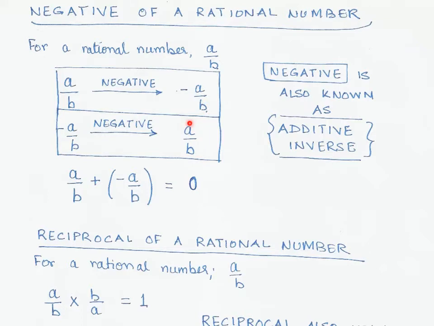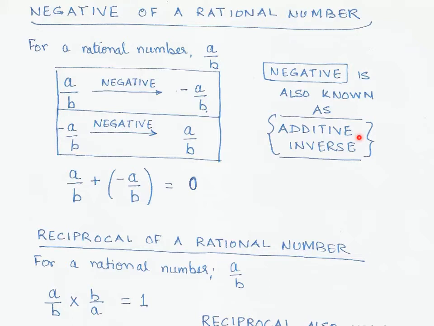Now, one thing to note is that the negative of a rational number is also known as the additive inverse. And you might be wondering, we learned about an additive identity. What is an additive inverse? So additive inverse is simply what we add to a number which gives us 0. In this case, if we add the negative of a rational number with itself, we will get 0, which is very obvious. So a by b plus minus of a by b, which means a by b minus a by b, gives us 0, and hence the name additive inverse.